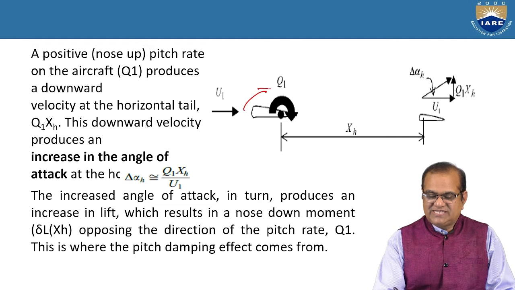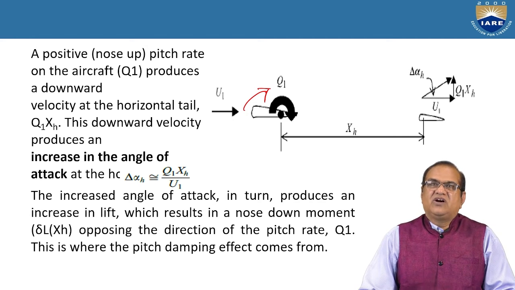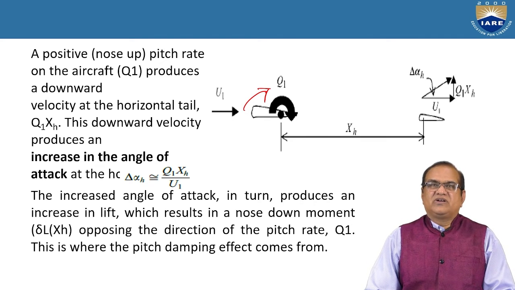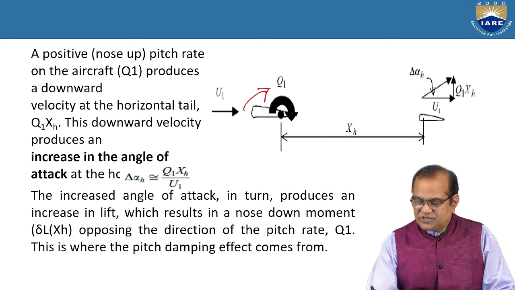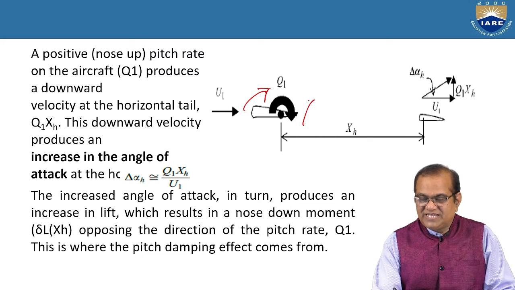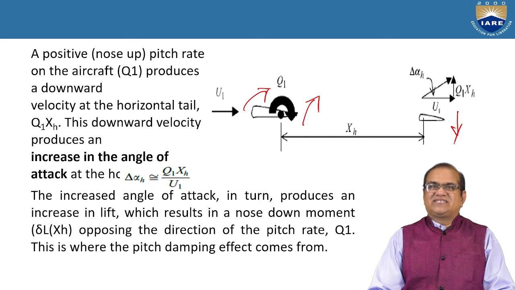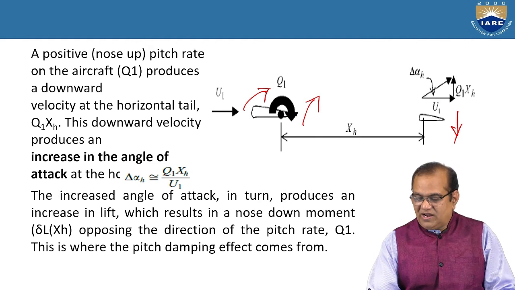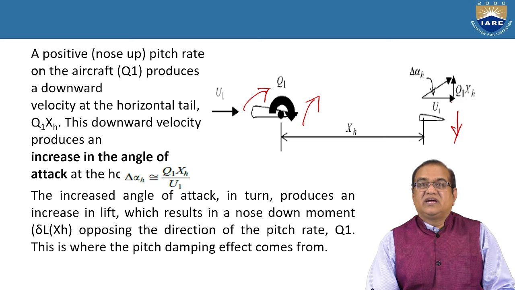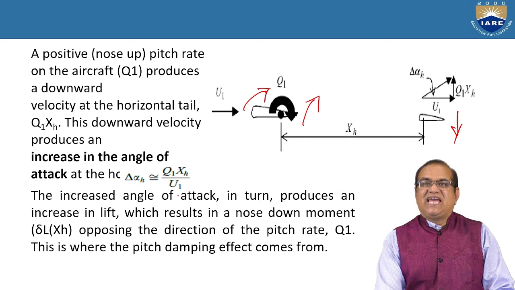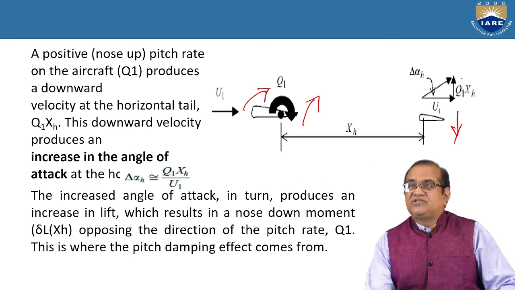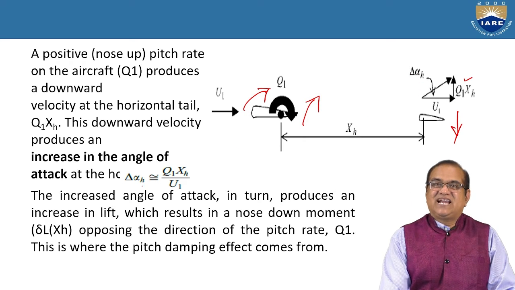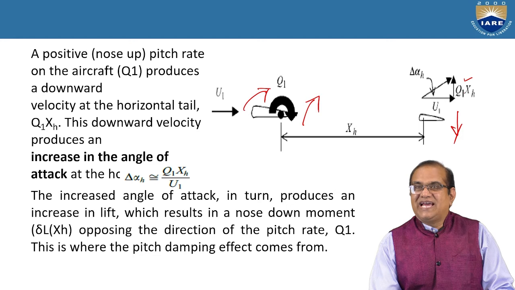If the moment is like this, it is a nose up pitch rate on the aircraft, that is called Q1. It produces a downward velocity at the horizontal tail. So if you see this horizontal tail, if this aircraft is going in this direction, tail will go in this direction. So the horizontal tail, which is Q1 lH, this downward velocity produces an increase in the angle of attack. So this velocity is producing a delta alpha H, and this delta alpha H is equal to Q1 lH by U1.